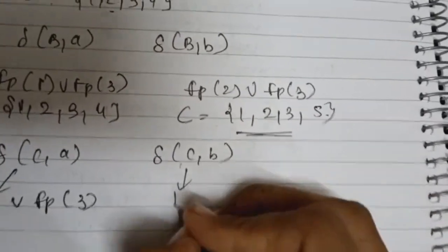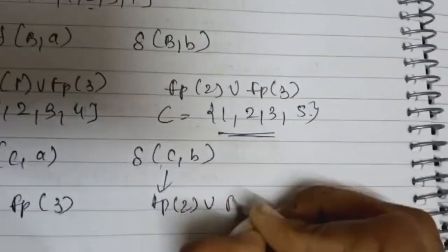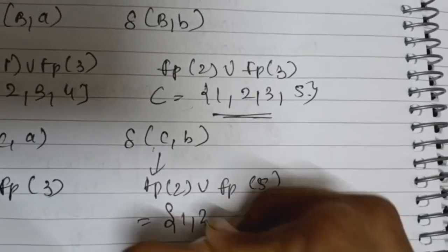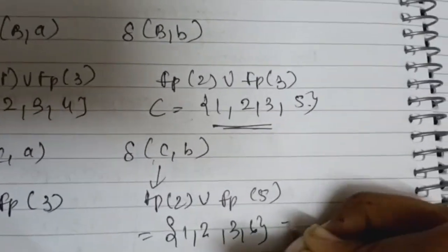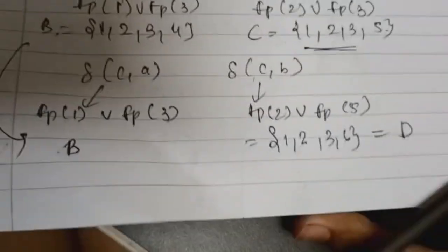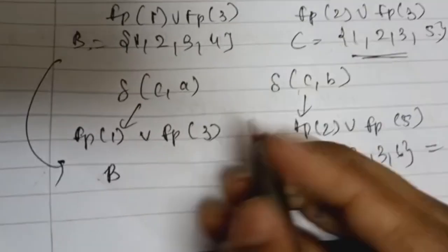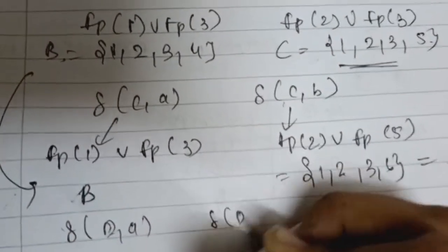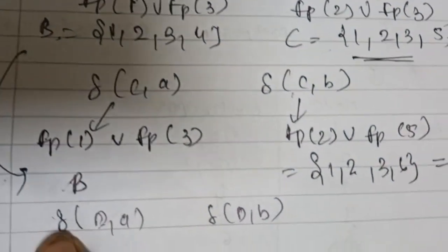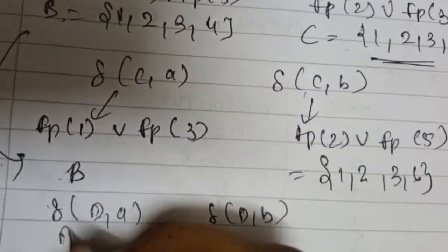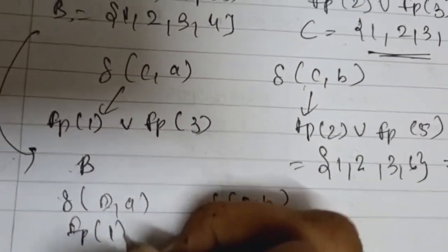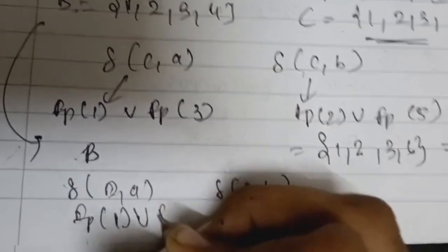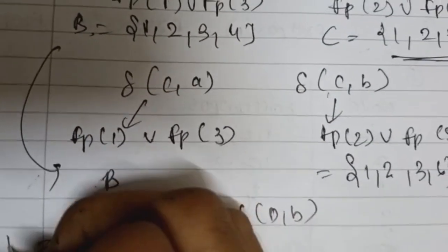So follow position of 2 union follow position of 5, and you will get it as new state, which is 1, 2, 3 and 6. Let's name it as D now. So you need to calculate the transition function for D now. So δ(D, A) and δ(D, B). You will get δ(D, A) as follow position of 1 union follow position of 3, which is nothing but B.